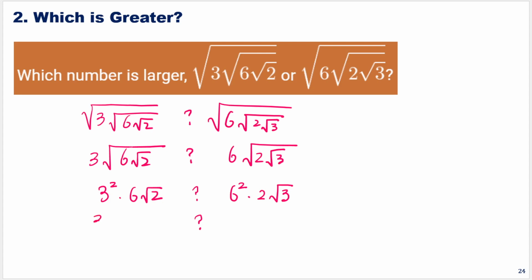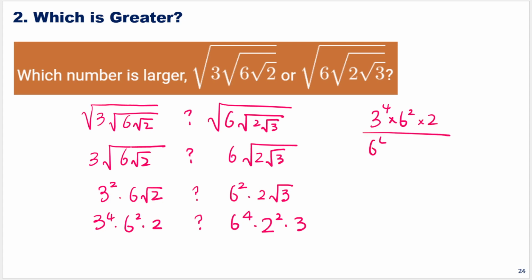So we have 3 to the power 4 times 6 to the power 2 times 2. The right side we have 6 to the power 4 times 2 to the power 2 times 3, right? We could multiply both sides out, but it's even easier if we can cancel some common terms first. So if you use the number on the left side over the number on the right side, then you will cancel a 3 here. You have 3 to the power 3. Then cancel a 2 here. You got a 2 here. And then we have 6 to the power of 2, right?